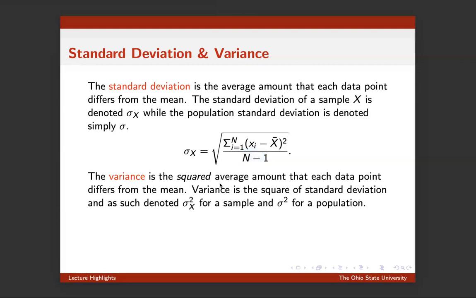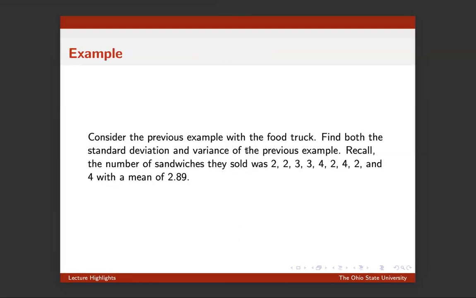Now, the variance is the squared average amount that each data point differs from the mean. And that's somewhat obviously denoted by this square there. So basically the same notation, except variance is sigma squared. And again, this formula is exactly the same, with the exception of the square root being in standard deviation but not in variance. So consider the food truck example.